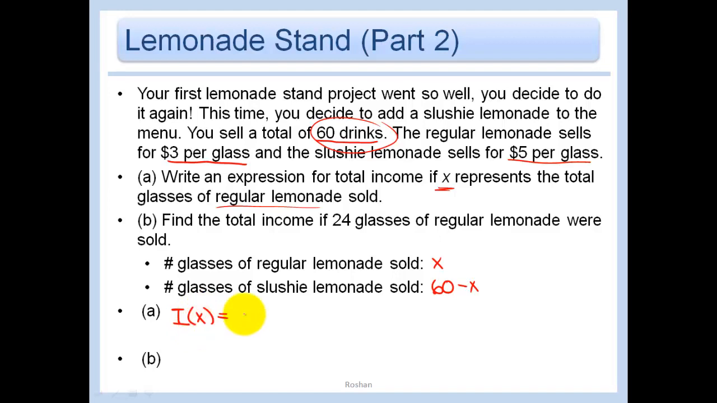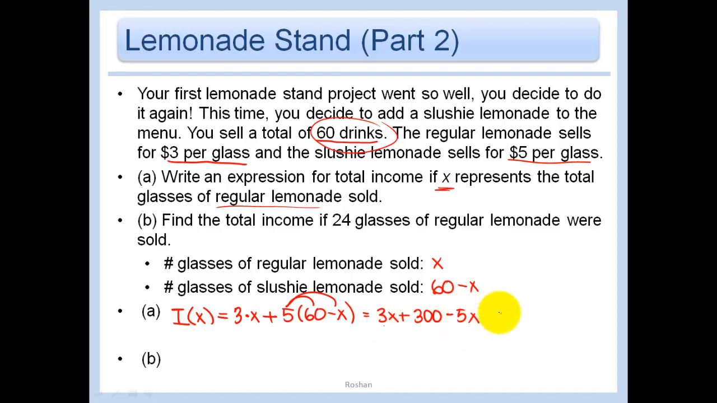So X's are going to be my variable. Okay, so I of X will equal 3 times X, because the regular lemonade was sold at $3. And the price for the other is 5, so 5 times 60 minus X. And that's going to be how much income. That's how much I bring in. So I want to simplify this. I just have 3X there. And then I've got to distribute the 5, and I get 300 minus 5X.